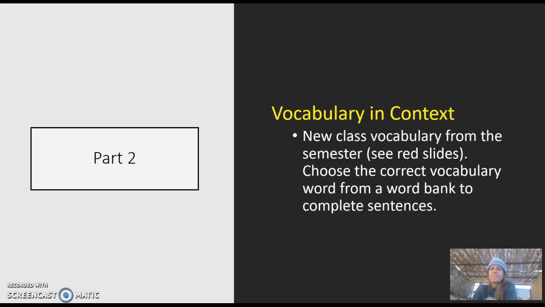Part 2. The next part of your final will be vocabulary and context. This will all come from the vocabulary lists that we generated as a class. The vocabulary can be found on the red slides in the PowerPoint presentations towards the end of each lesson. We talked about this vocabulary in class in sentences and gave definitions. You can expect to see some of this vocabulary on the exam, certainly not all of it, in the form of a word bank, and you will need to choose the correct vocabulary word to insert into a sentence.